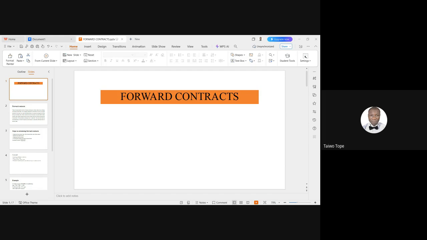A forward contract is a binding agreement between two parties to buy or sell an asset at a specified future date for a price agreed upon today. It is one of the simplest forms of derivatives, and it is used to hedge against future changes or fluctuations in prices, exchange rates, or interest rates.